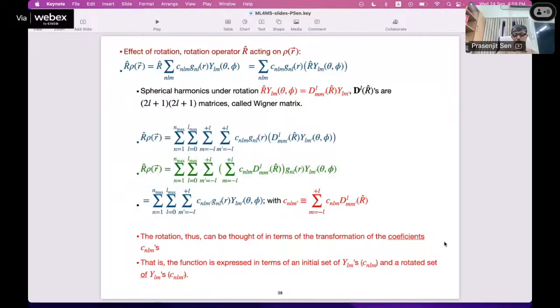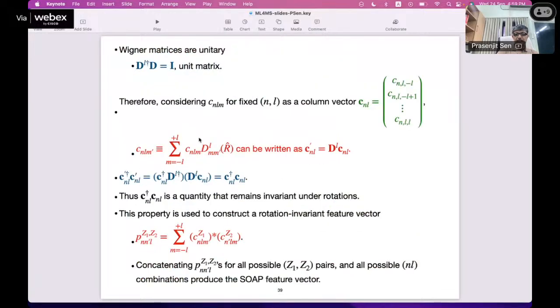Good. So what do we do with that? This is how I wrote the effect of rotation on my C vector, or the coefficients C's. In a formal way, in terms of the matrix D, this can be seen as follows. C_nl is the column vector for a given n and l. D is acting on it and giving me the transformed column vector C primed_nl.